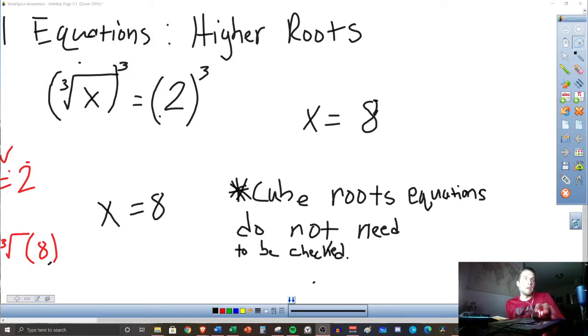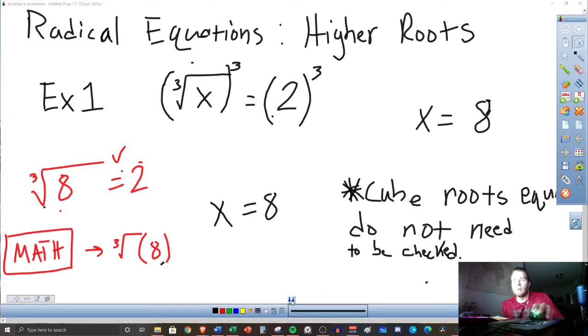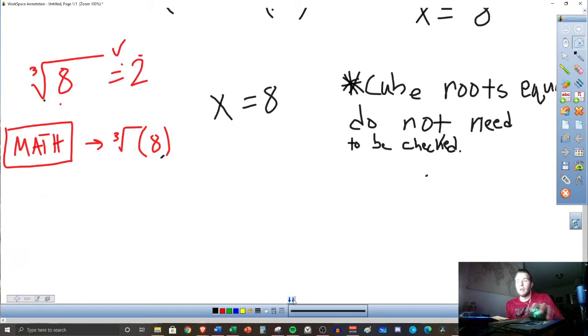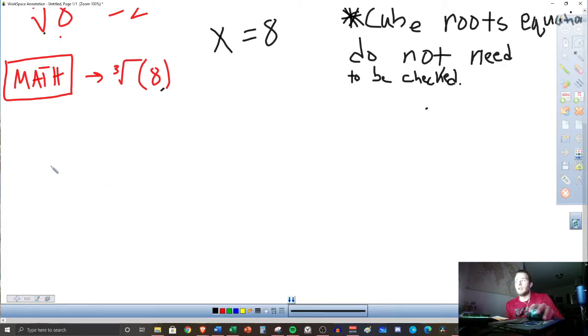Alright, so here's what you need to write. Cube root equations do not need to be checked. Now, if you feel like you're gonna forget to differentiate between the two, then obviously you can keep checking them, that's fine. I'm using my mouse, by the way.